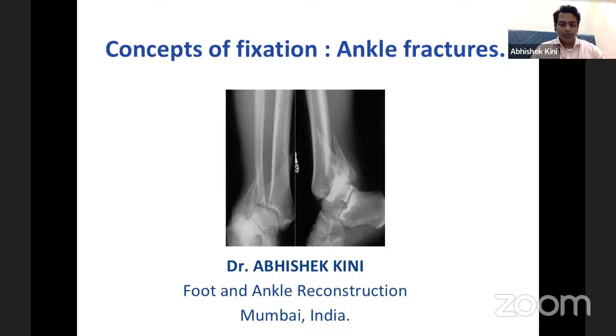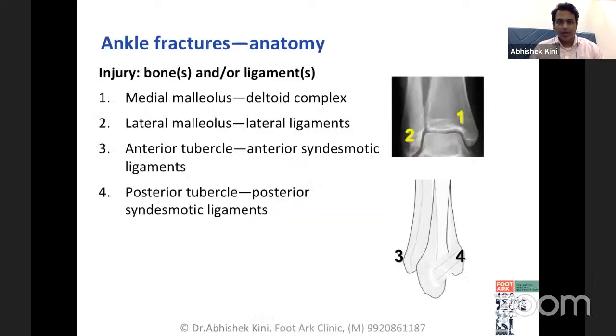So without wasting any more time, we'll be talking about concepts of ankle fixation. Ankle fractures anatomically involve injury to the bones and or the ligaments. Medially, there is the medial malleolus and the deltoid complex. Laterally is the lateral malleolus and lateral ligaments. Third, the anterior tubercle or Chaput's tubercle on the tibia, and fourth, the posterior tubercle or posterior syndesmotic ligaments. These are the four, as Dr. Babulkar said, a global ankle. Globally, the ankle is made up of these things.